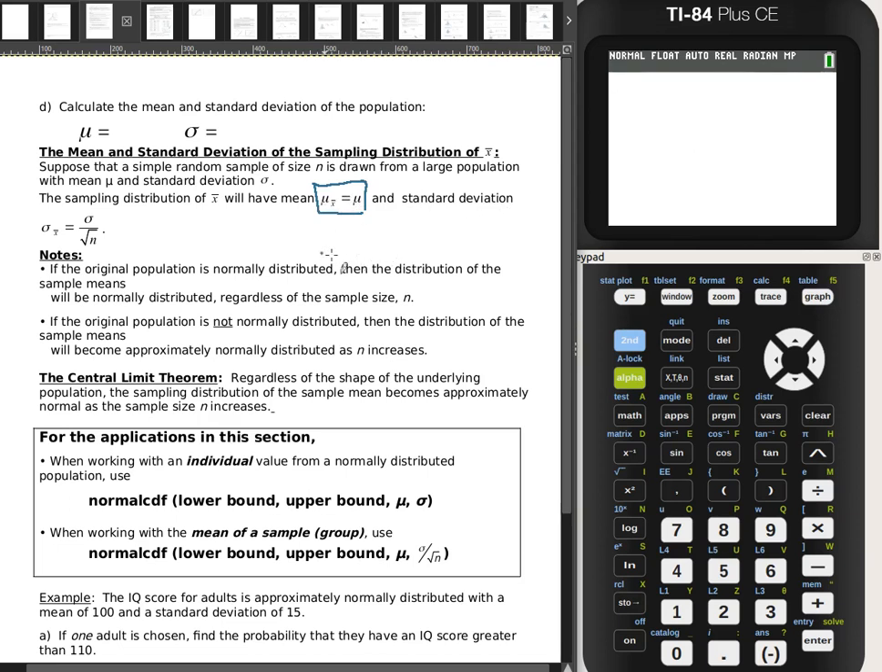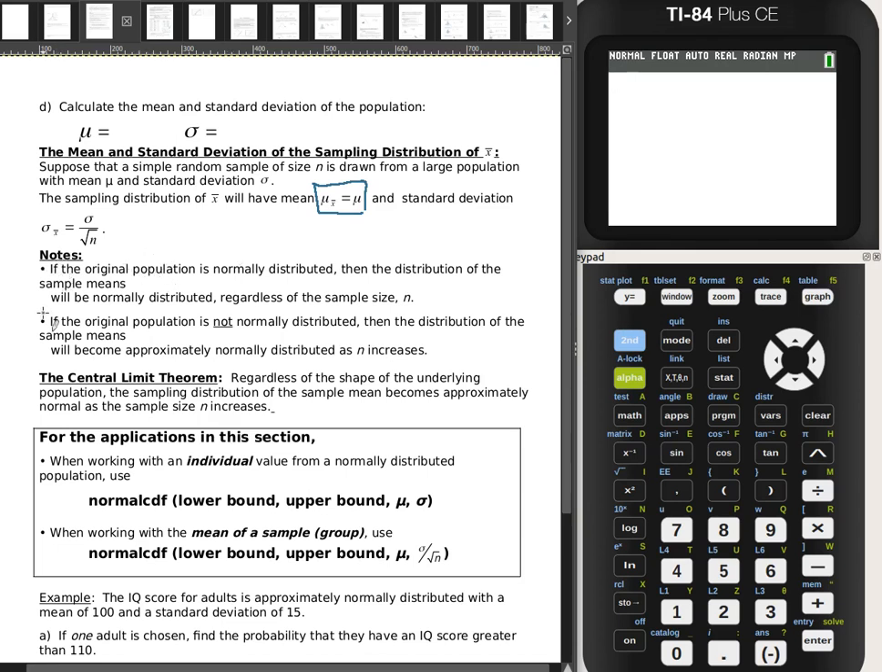And then the standard deviation of the sampling distribution of the mean, we will write it as sigma sub x bar. That's going to be the standard deviation of the population divided by the square root of the sample size. So these are really nice formulas, really easy to use compared to obviously some of the formulas we've seen before. These look fantastic.